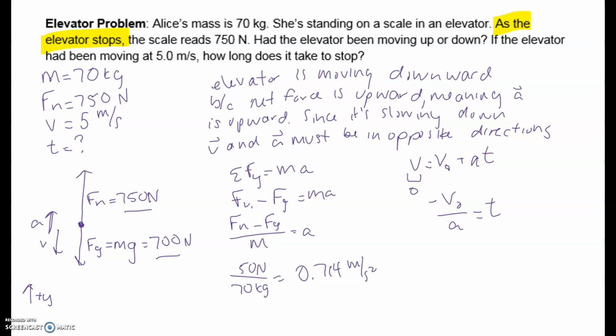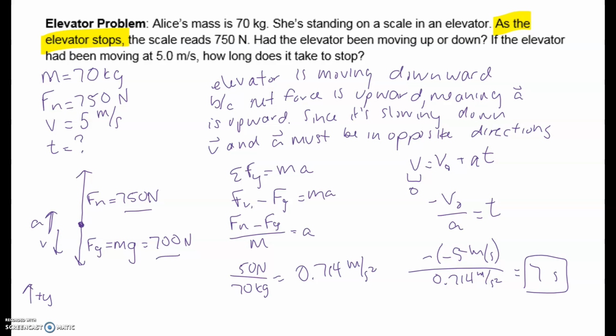The only thing we have to be careful with here is, since we're calling upward positive, the initial velocity, since it's moving downward, is a negative quantity. So we have negative times negative 5 meters per second, divided by the acceleration we just computed, 0.714 meters per second squared. Looking at my units just to make sure it all works out, it does. Meters per second divided by meters per second squared gives us just a second in the numerator. And this gives us around, well actually, if I kept it as 5/7, we can see it a lot easier. It just gives us 7 seconds. So it takes 7 seconds for this elevator to stop.